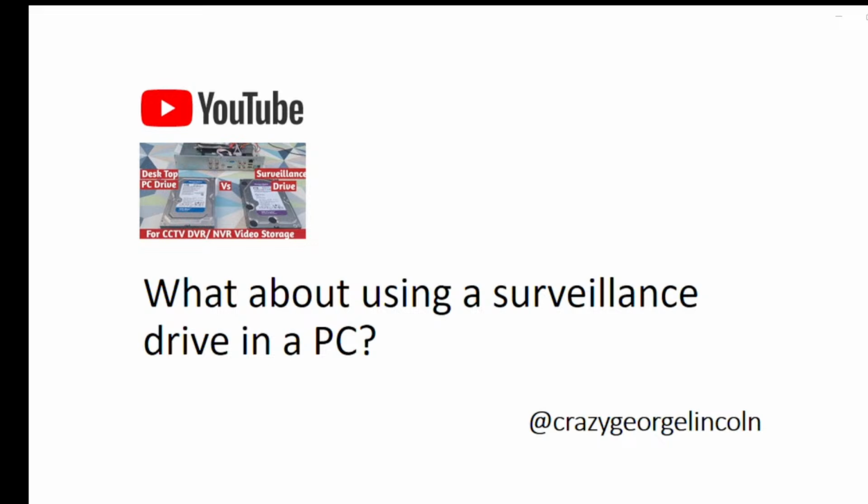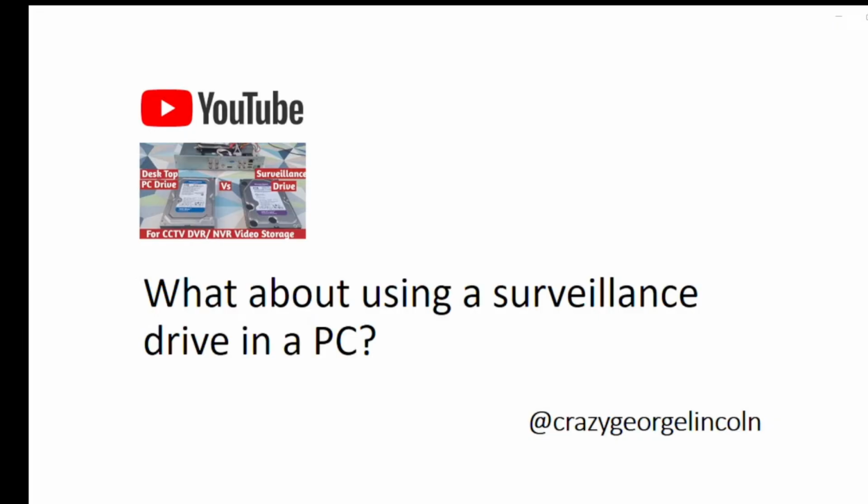And this is a question from George Lincoln, and it's on my tutorial I had on the difference between a surveillance drive and a desktop PC drive. And this question says, what about using a surveillance drive in a PC? Using a surveillance drive in a PC will work anyway, but that will be an underutilization of your surveillance drive because the PC requires a lesser workload which can be handled by a normal desktop PC.